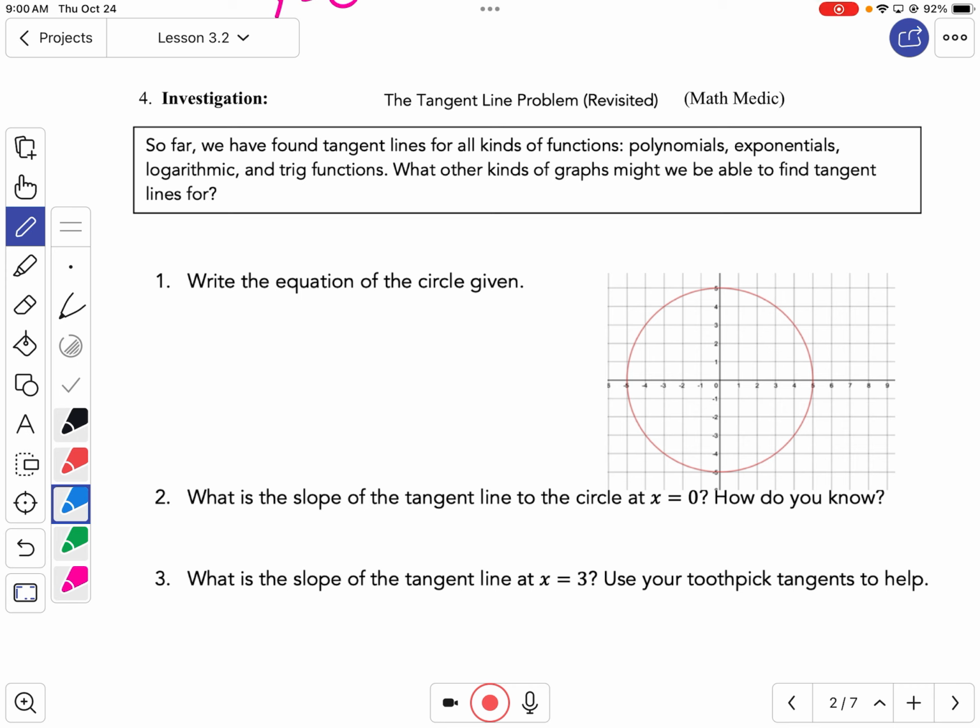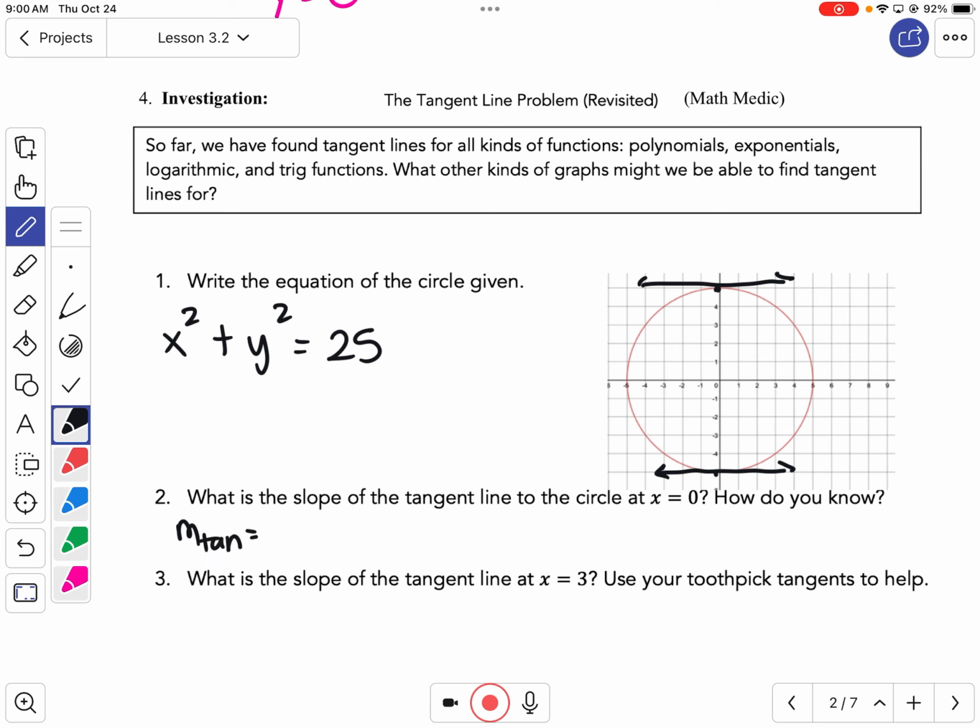All right, so it says to write the equation of the circle given. So again, it's been a hot minute, all right? You have to square x, square y, and square the radius, right? So we get x squared plus y squared is 25. So we should have been able to get that part. And then what's the slope of the tangent line to the circle at x equals 0? Well, there's actually two of them. But what is true about those slopes? They're both 0. Okay. So the slope of the tangent would equal 0. How do we know it's a horizontal line?